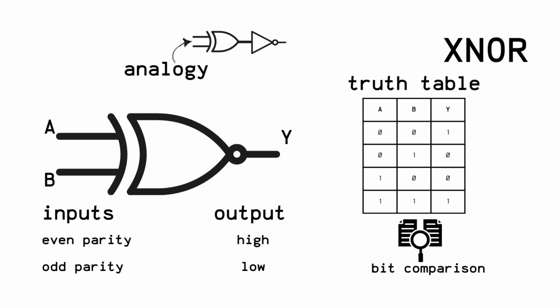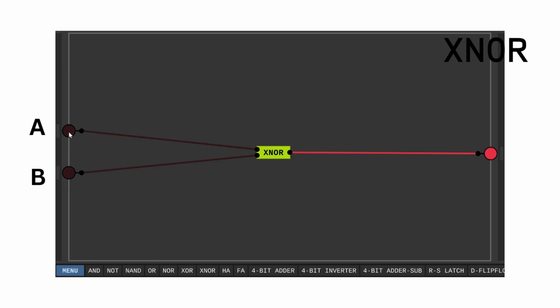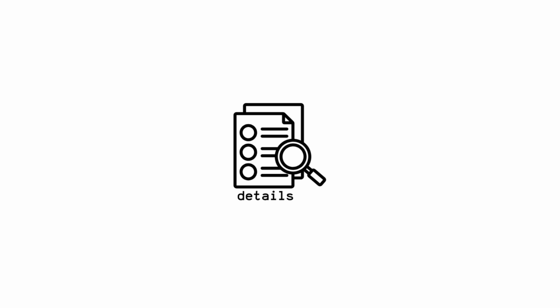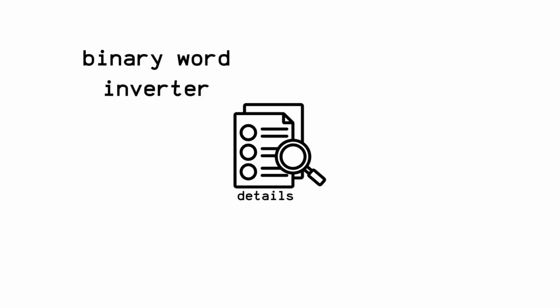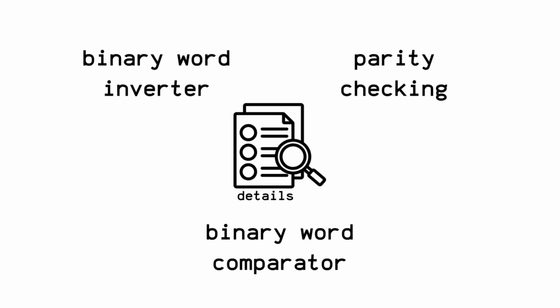Consider an exclusive NOR gate that takes in 2 inputs. According to the rules we have established for this gate, its output is high if the inputs are similar, so the output can be used to check whether the bits have the same states or not. I will go into the details of how to implement some of these circuits, such as the binary word inverter, parity checking, and the binary word comparator, in a later video.